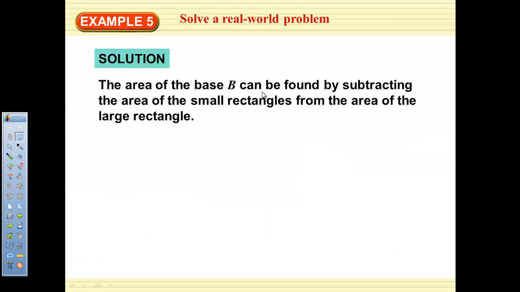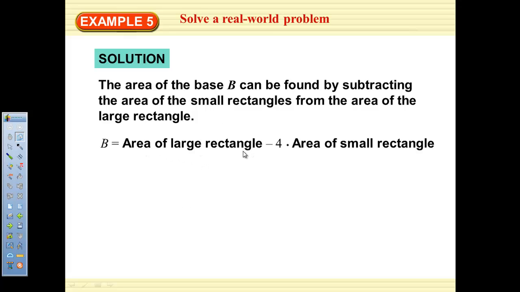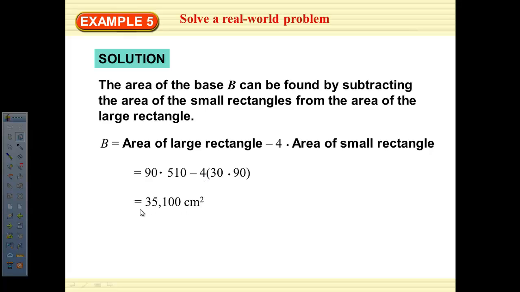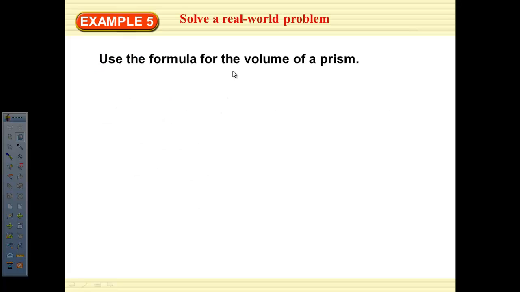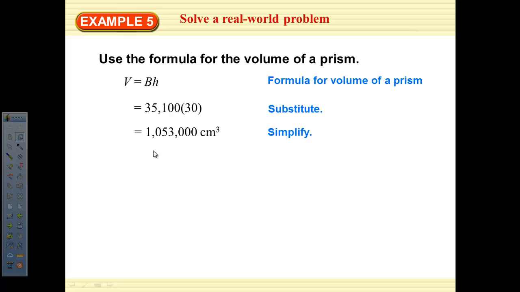So the way they did it was they found the area of the whole front surface, and they did the area of a large rectangle minus 4 times the area of the small ones. So the area of the large rectangle was 90 by 510. The small rectangles were 30 by 90, and there were 4 of them. So the area of that front surface is 35,100. To find the volume, we would just take that area of the top surface times the height, which is 30, and then we'd get the same answer. Okay?